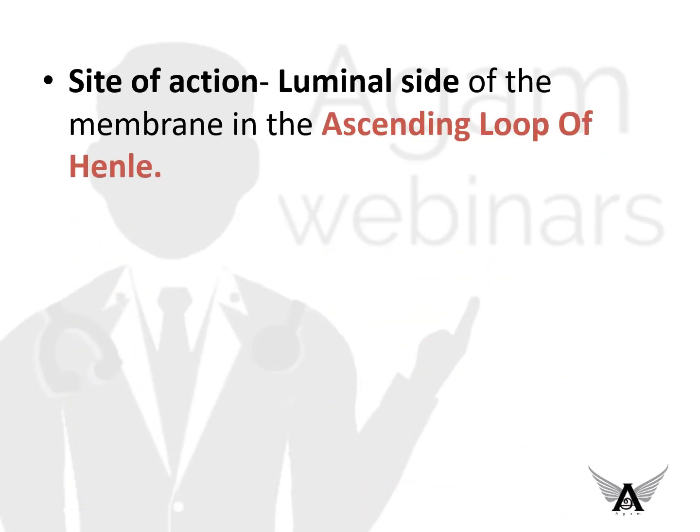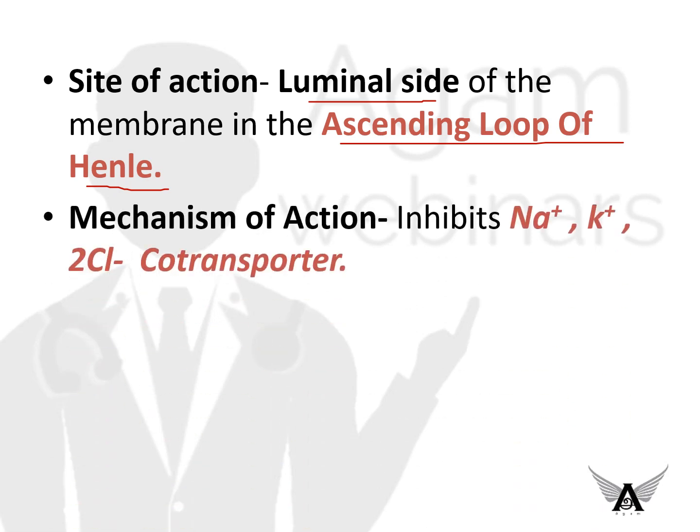The site of action is the luminal side of the membrane in the ascending loop of Henle. Now let's see the mechanism of action. It mainly inhibits the sodium potassium 2-chloride cotransporter. What does this cotransporter mean? It means there is a cotransporter molecule that transports sodium, potassium, and 2-chloride ions simultaneously across the cell membrane from one side to the other.